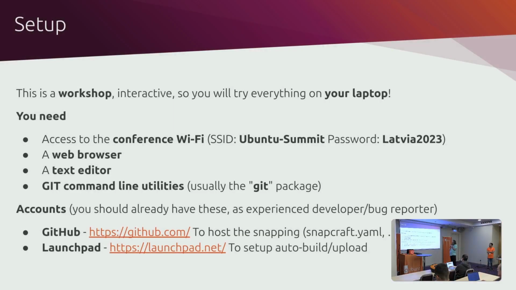So for the setup, every one of you, I hope many did it already, must be connected to the Wi-Fi here so that you can use Git. You will use GitHub a lot now, and so you must have internet access. You will not just download the exercises and do everything locally. And you need a web browser, a text editor, and the command line utility Git. And also, you need accounts on GitHub for the first part of the workshop and on Launchpad for the second part of the workshop.